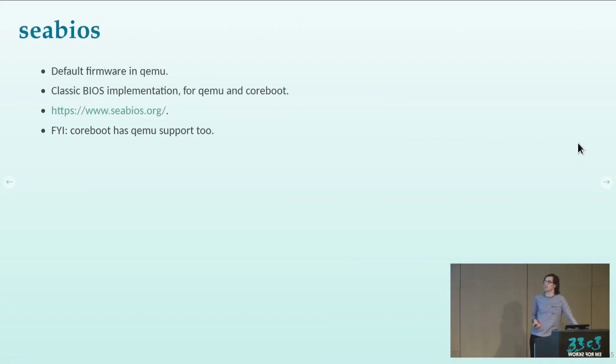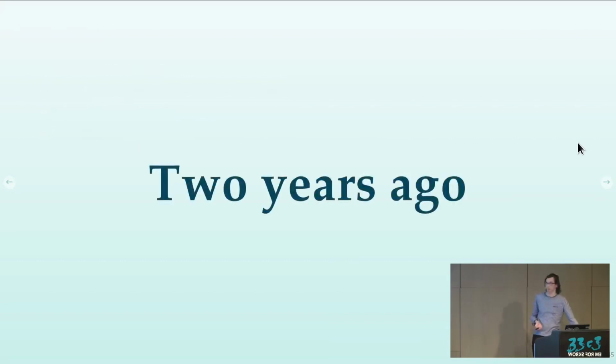CBIOS is the default firmware in QEMU. So if you start QEMU and don't say something else, like you want this or that firmware, what you get by default is CBIOS. It's a classic BIOS implementation. And the main users are QEMU and also coreboot. So if you have coreboot on your machine and you need a BIOS interface, that's also the way to go. And while you can also run coreboot as QEMU firmware, that works too. So that's about all the terms I want to cover first.